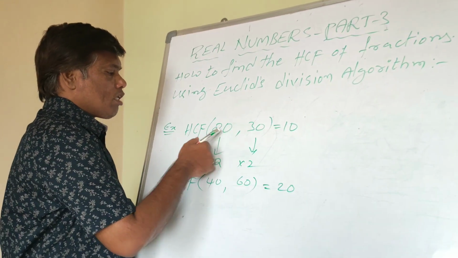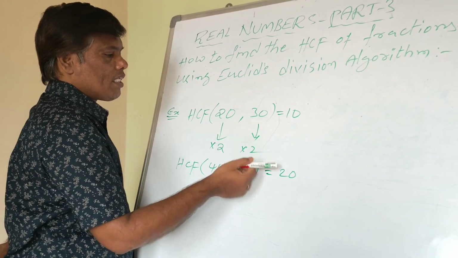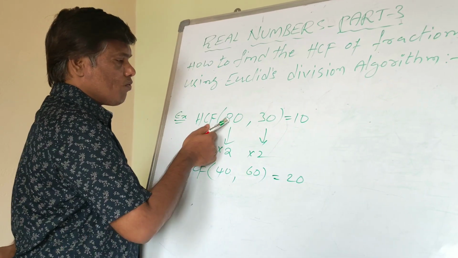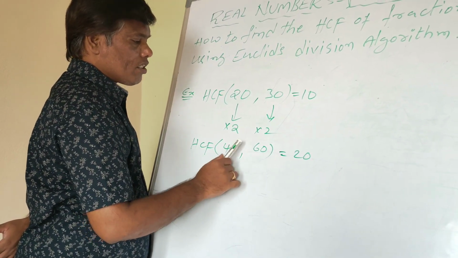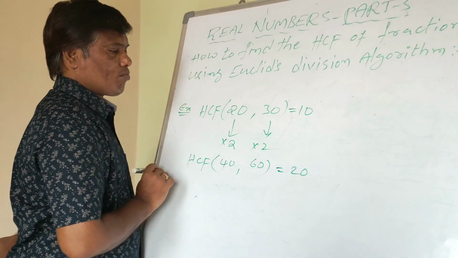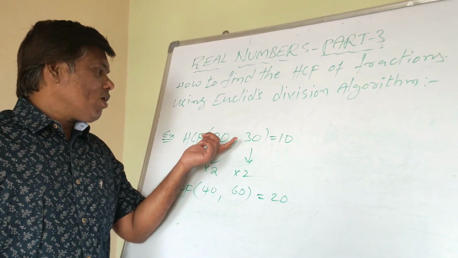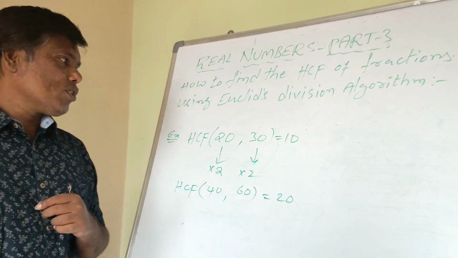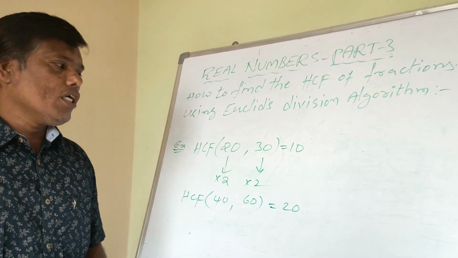If the given two numbers are multiplied by 2 and you find the HCF, here previously the HCF of 20, 30 is 10, then the HCF of 40, 60 is equal to 20, which is 2 times 10. So if the two numbers 20 and 30 are multiplied by 2, then the HCF will be 20, which is 2 times 10. So we can clearly observe that the same change occurred in the HCF also. When the numbers are multiplied by 2, the HCF also is multiplied by 2.